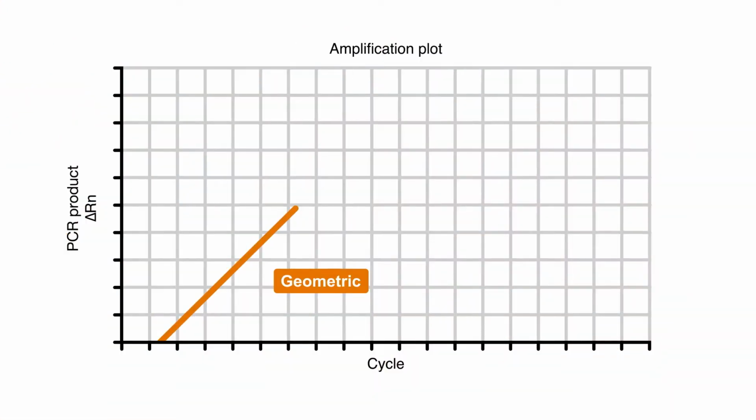Unfortunately, this doubling doesn't go on forever. At some point, the reagents in the tube, primers, dNTPs, and so on, start to run low. As a result, the reaction slows down. We call this the linear phase.